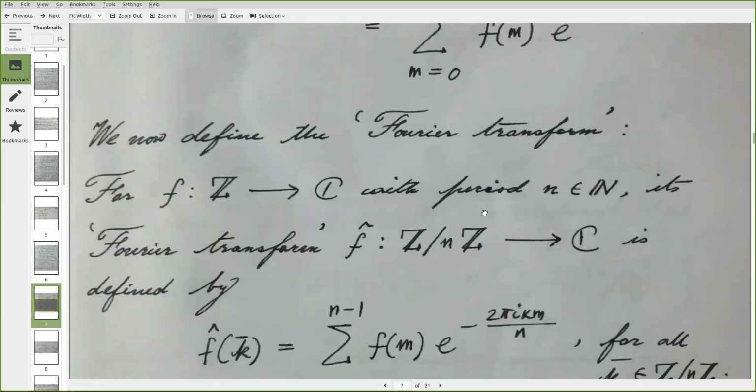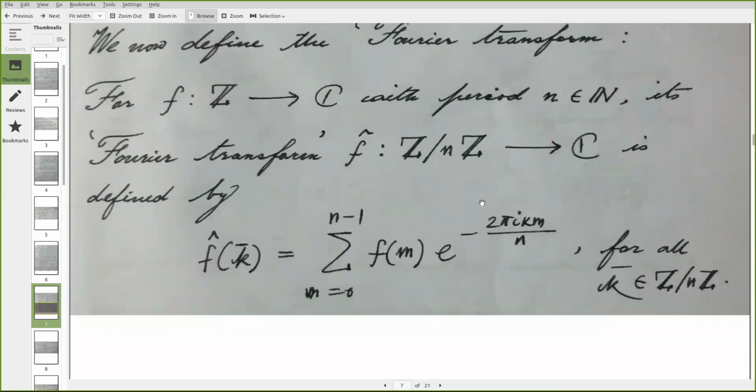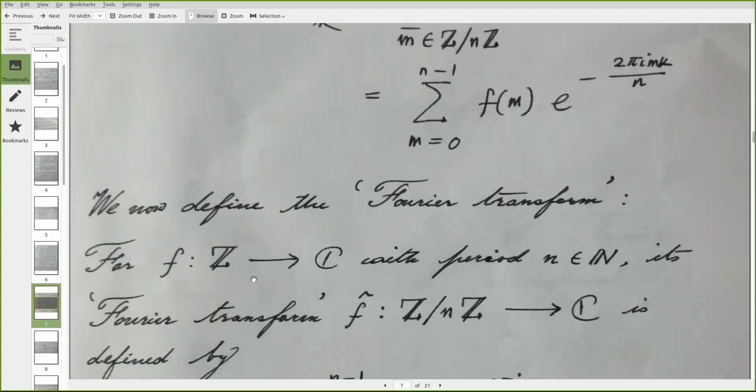Now for each f defined over Z with period n, we make the formal definition. The Fourier transform is a function defined over Z modulo nZ, which is defined as follows. Basically, this is what we want to call the Fourier coefficients, keeping in mind the scenario over R. Let me again remind you, when we had a periodic continuous function, a good enough function over the real line, you can just take continuous functions or L2 functions.